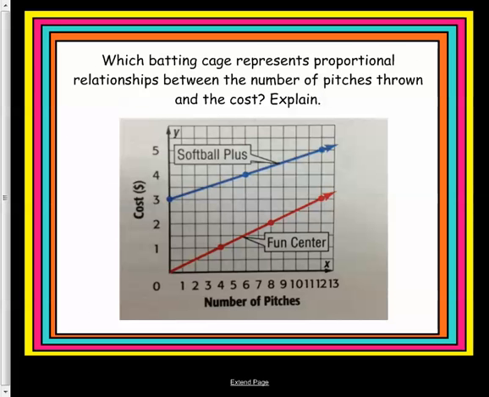So just by looking, which one of these is not a proportion? In your notebook, I want you to write the line, and we'll talk about it tomorrow.